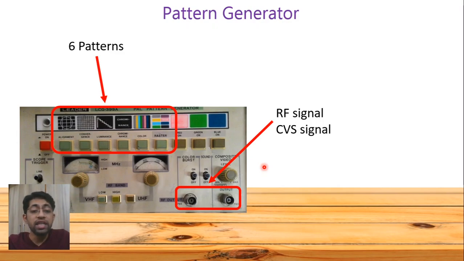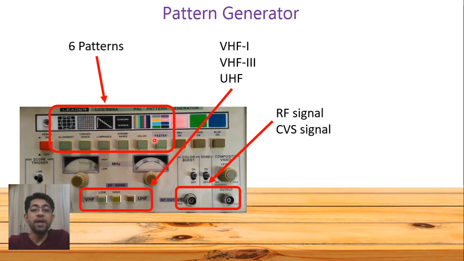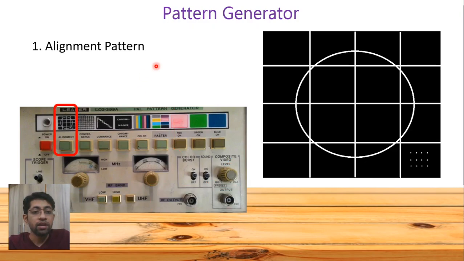Now we know that TV transmission occurs in three bands, which are VHF1, VHF3 and UHF. So all three options are provided over here, and you can check your television set for any of the three bands. Within these three bands, you can also change the frequency via the knobs available on the pattern generator. Now let us learn about the various patterns one by one.